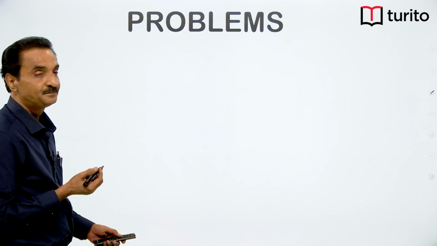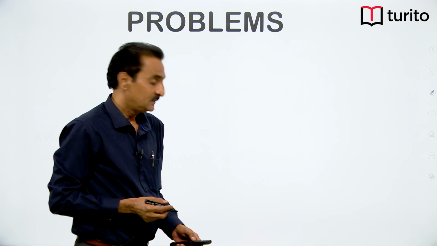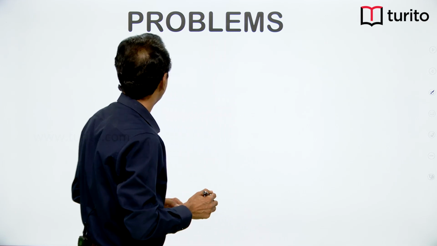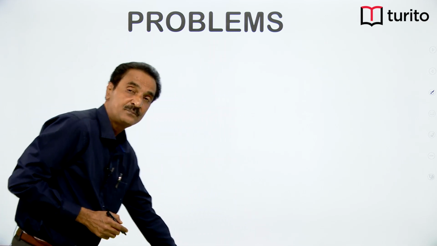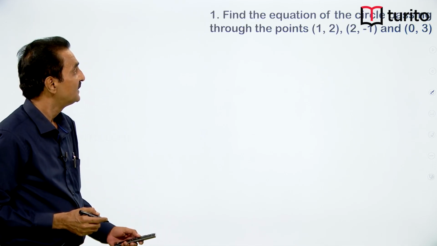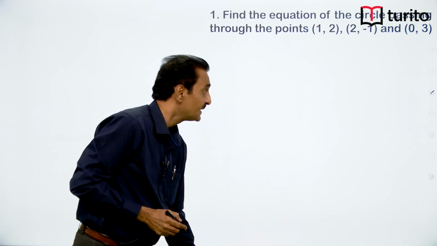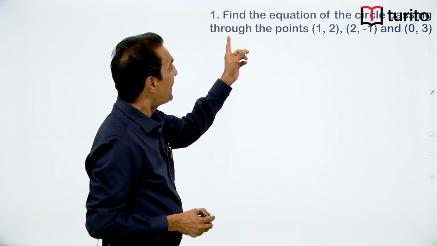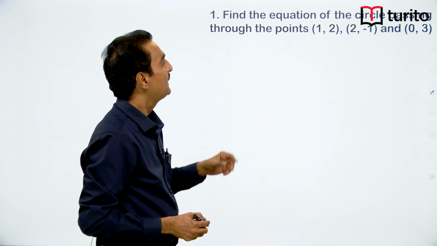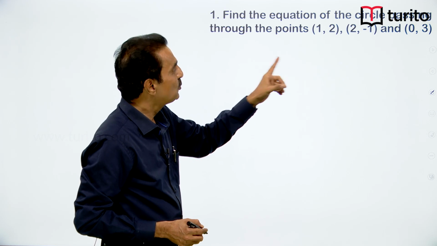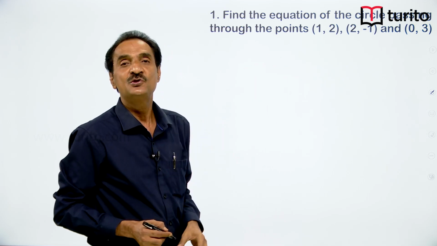Now, I am going to start problems on the theory discussed so far. First, one basic question: find the equation of the circle passing through the points (1, 2), (2, -1) and (0, 3).